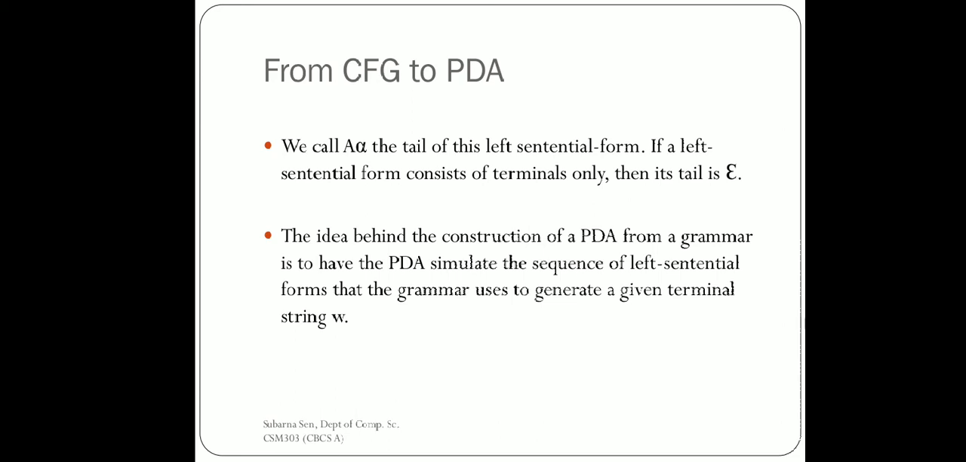Fine. So if a left sentential form consists of only terminals, then its tail is epsilon, because if it only consists of terminals, x is enough to hold it, and no variable is there. So there is no concept of A followed by alpha here, if the form has only terminals. Then we consider the tail as epsilon.